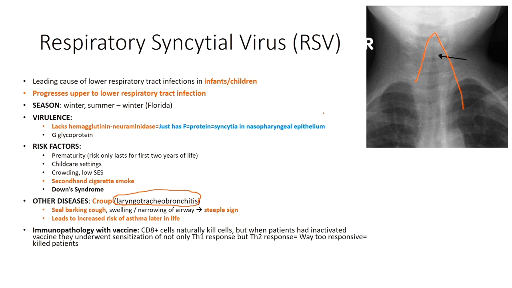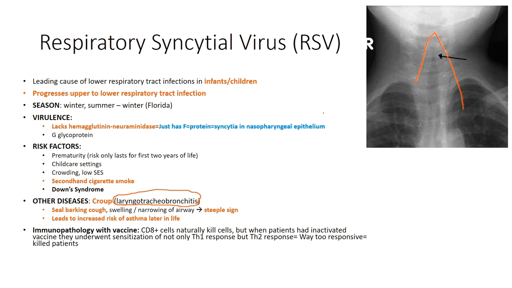As to why you see the progression from upper to lower in respiratory syncytial virus, that's that F protein that's forming that syncytia. It's just a fusing of cells together. It also has a G glycoprotein that helps for entrance.